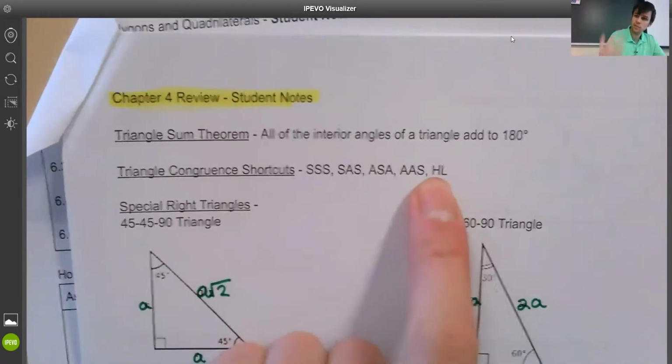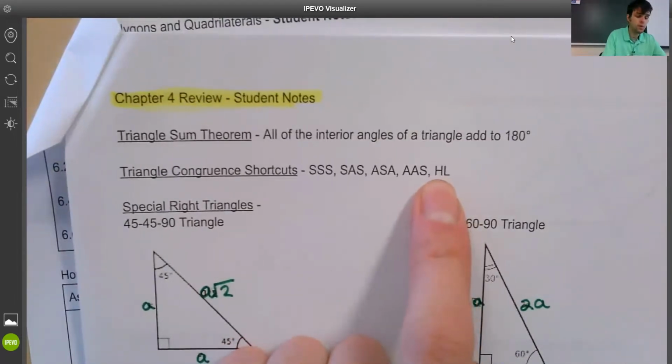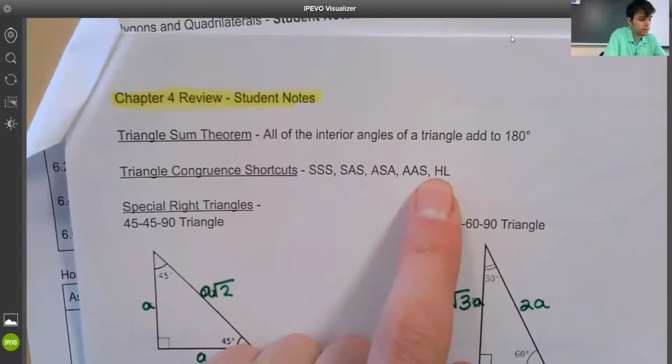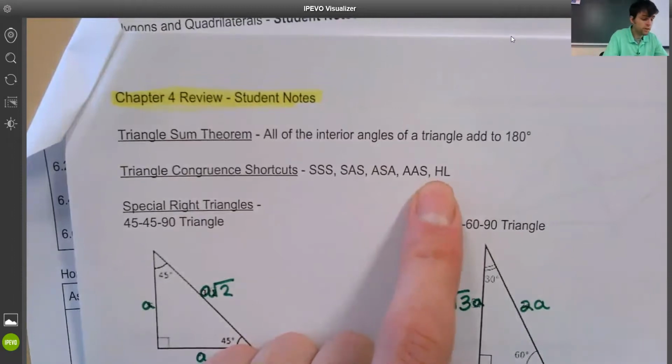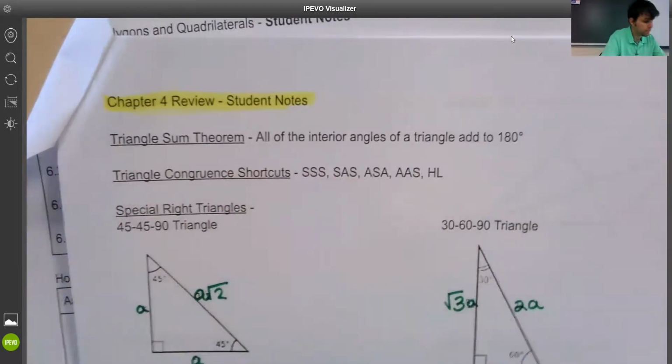And then finally, we have this special one, hypotenuse leg, which only works for right triangles. So hypotenuse leg is specific to right triangles, where the hypotenuse of one triangle is congruent to the hypotenuse of another, and then the legs are congruent as well. So that gives us congruent triangles, and that is different than all of these other ones. It doesn't apply in these other ways.